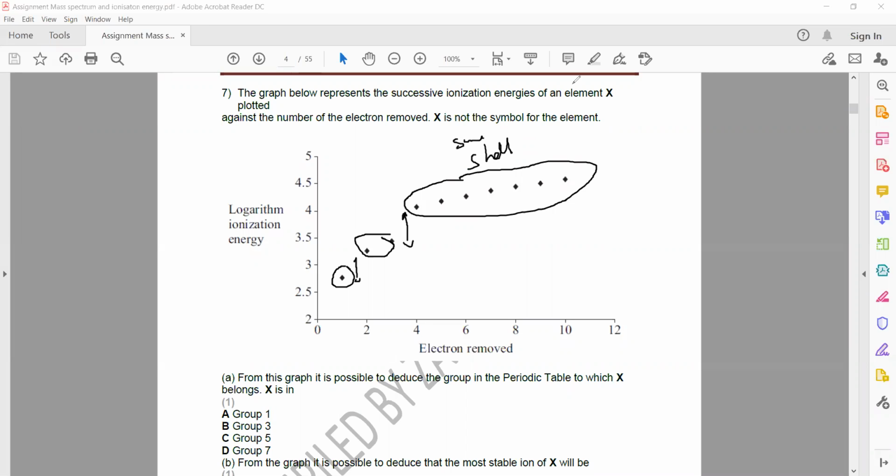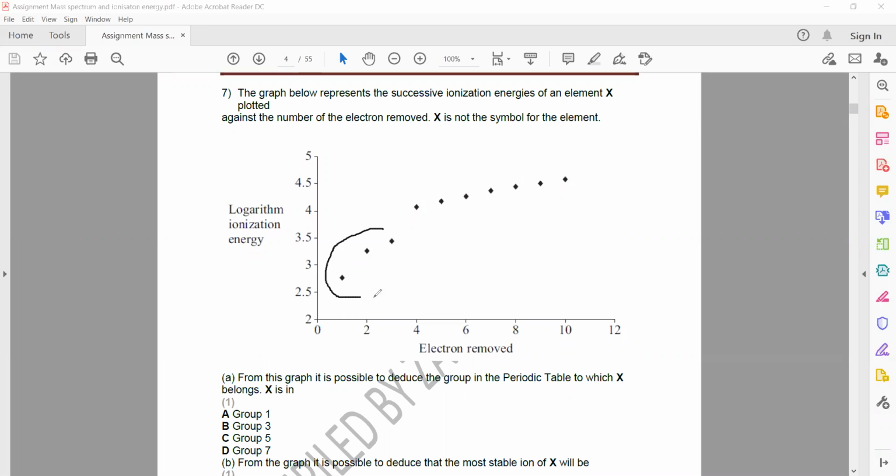So how many electrons are there in the last shell of this element? These are the 3 electrons, and this is the second inner shell. So there are 3 electrons in the last shell of this element. Now from this graph, it is possible to deduce the group of X in the periodic table. So which group does it belong to?